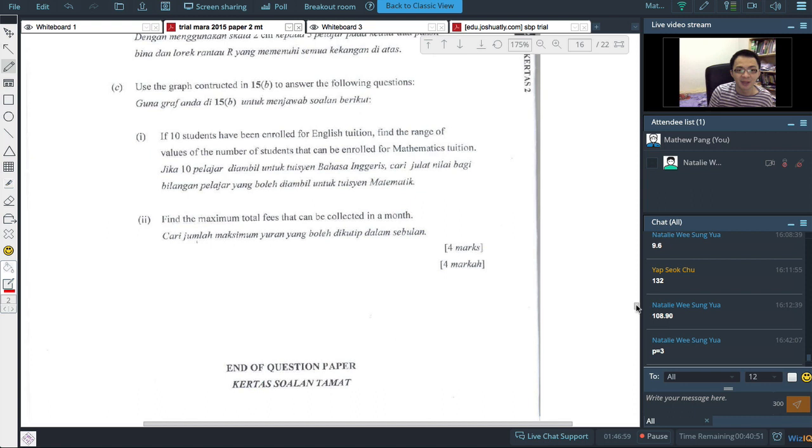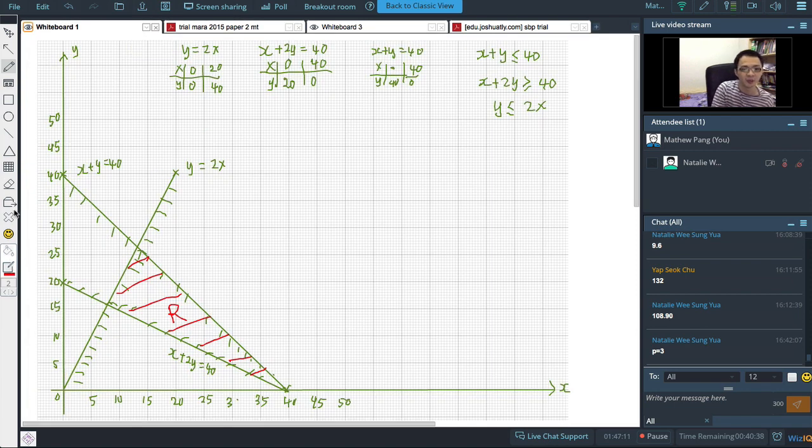What's the last part? Student 1. Okay, if 10 students have been enrolled for English, which is y equals to 10, find the range value of the number enrolled for mathematics. So it's very easy. When y equals to 10, what I will do is, y equals to 10 is over here. Okay, this is y equals to 10.